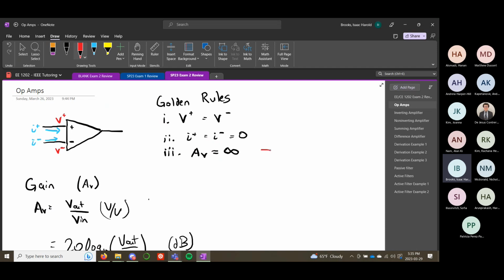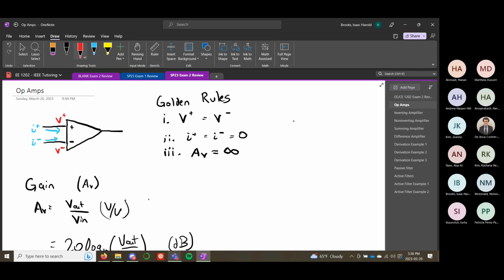And the open loop gain is nominally infinite. So that means that you're really not limited by the op amp in how much gain you can get. You're limited by the circuit. That's why op amps are really nice. Of course, none of these things are true in practice, but when we're calculating the ideal gain for these topologies, these are the 3 main rules that we use to derive the outputs of the circuit.